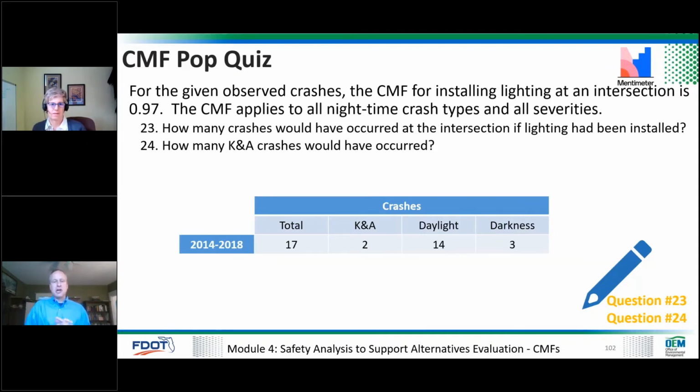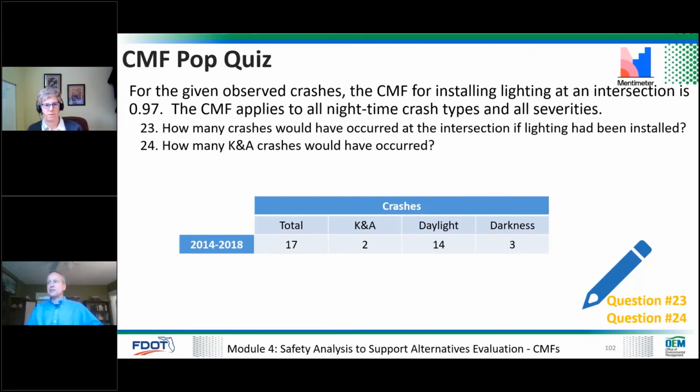However, if you were to assume proportionality, you could say, well, 2 of the 17 were K&A, so we know the relationship, and we can make an estimate based on that information. It would be better, though, to have this as a cross tabulation and know whether those 2 K&As were daylight or darkness crashes.